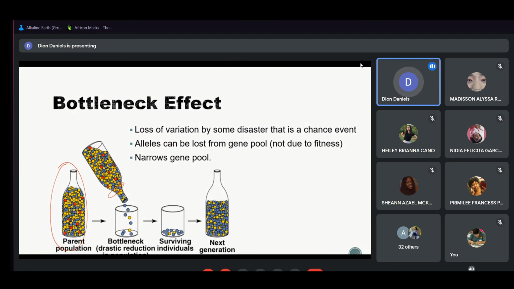And so some of the alleles are lost from the gene pool, but it's not due to fitness. It's due to randomness. So this red allele is just not very common, and it's completely lost to the next generation. Also, the yellow is about as common as the blue, but as you can see here, because of just the randomness of the bottleneck, we're left with mostly blue individuals. So this narrows our gene pool. And remember, that is part of your genetic drift.